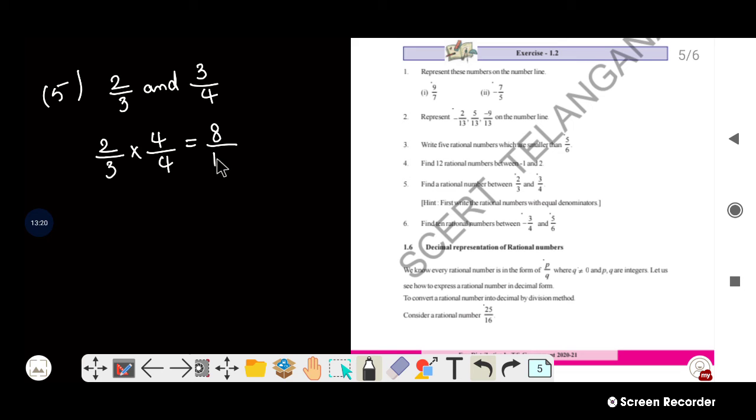Fifth question now. In the fifth question, find a rational number between 2/3 and 3/4. So you have to write 2/3 and 3/4. So in between these two numbers, we can write the rational numbers. How to write the rational numbers? First of all, you can divide with any numbers. Now 2/3 I am going to multiply with 4/4. So you can see that 4 2s are 8 and 4 3s are 12.